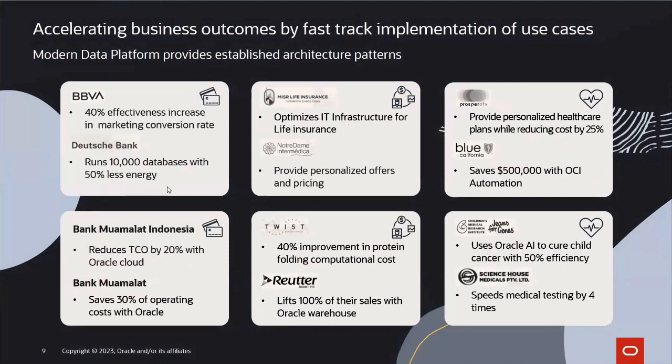We talked about climate sustainability earlier. So Deutsche Bank runs 10,000 of their databases with 50% less energy. So you can see some of the different types of outcomes you can get from the modern data platform.